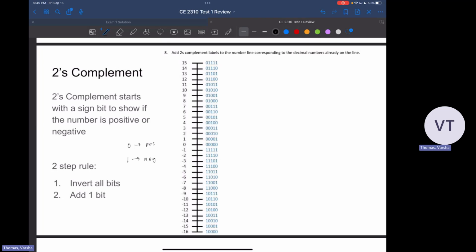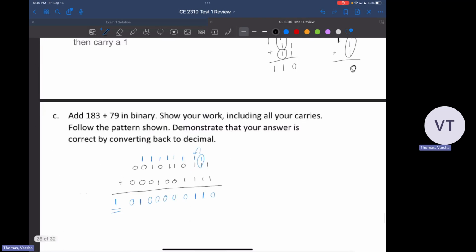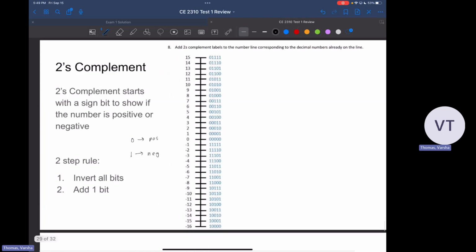You will not see a number and have to figure out if it's 2's complement. You will be told it's 2's complement, or you will solve the 2's complement yourself, because you can't tell otherwise from up here or something like that.